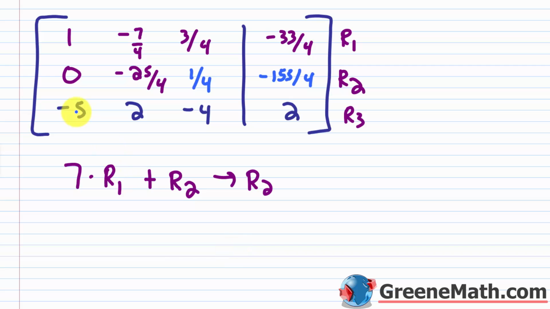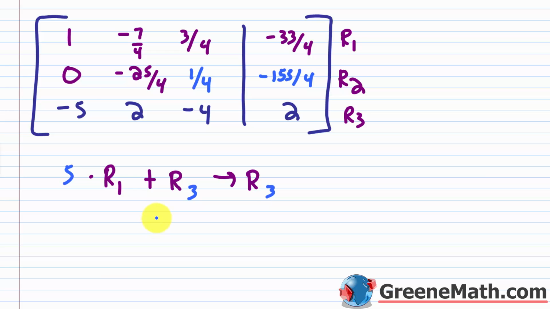Now we're going to do something similar for this right here. So I would multiply 5 by row 1. Again, think about that 1. 5 times 1 is 5. Add that to negative 5, you get 0. And I would add the result to row 3. Okay, so that's going to give me my new row 3.